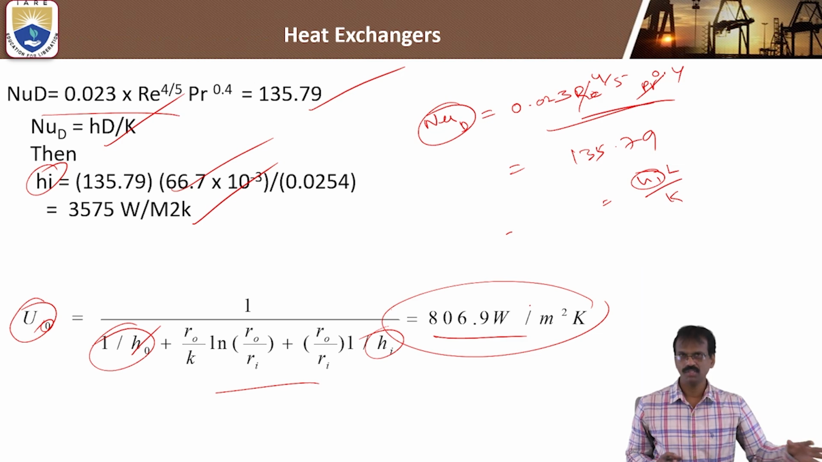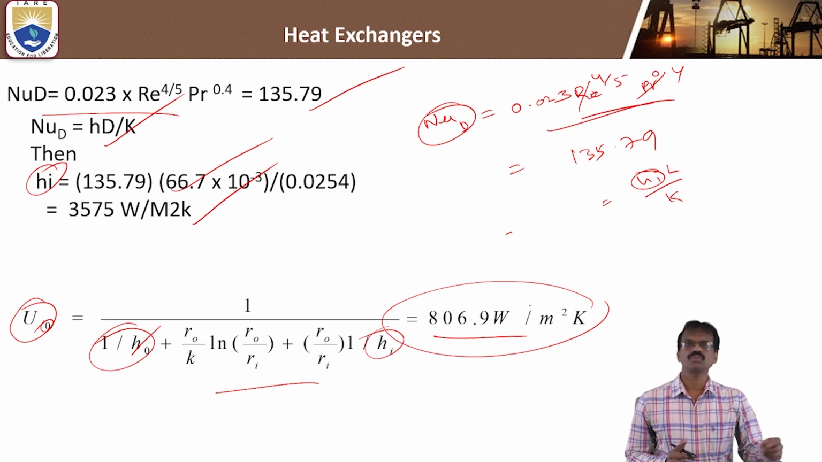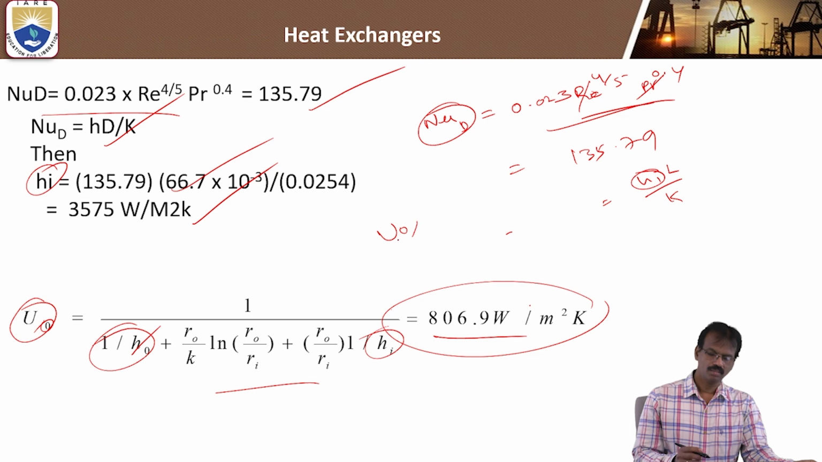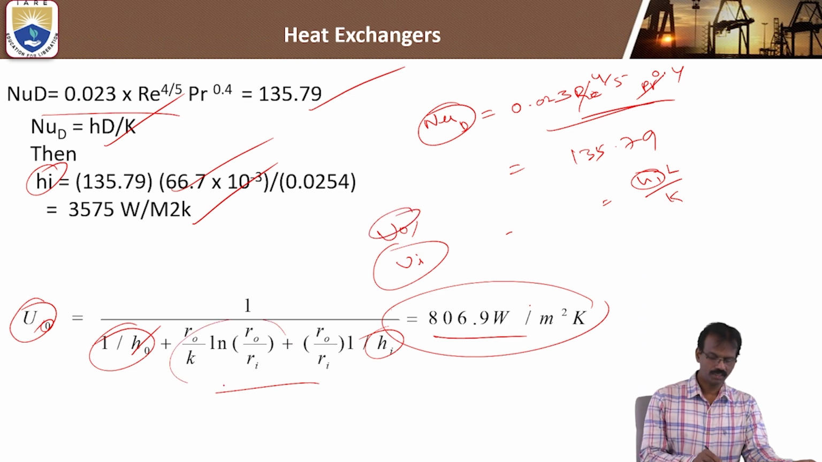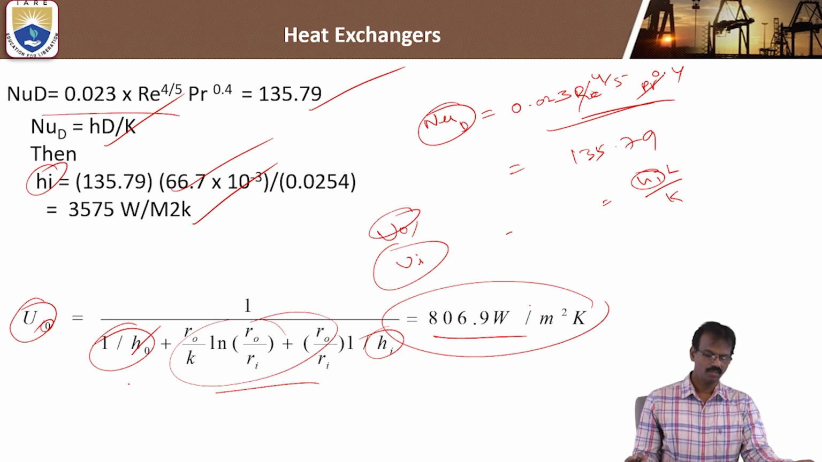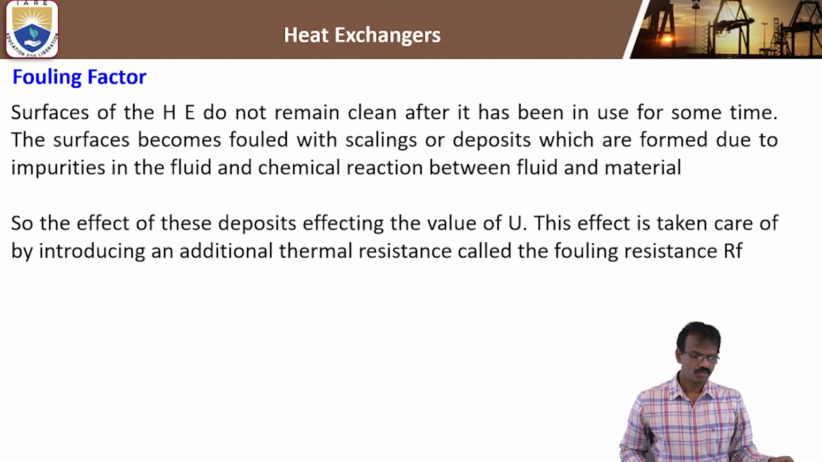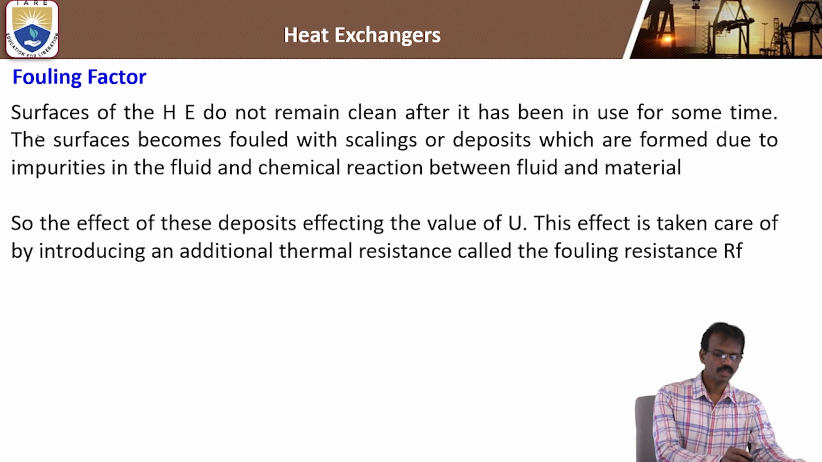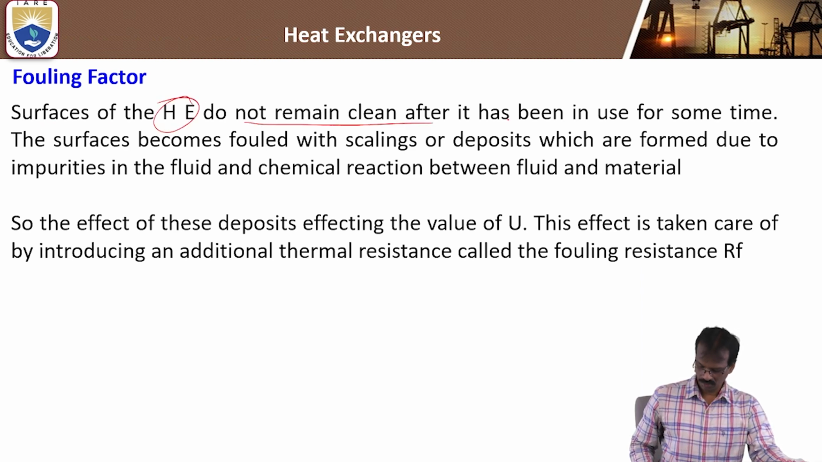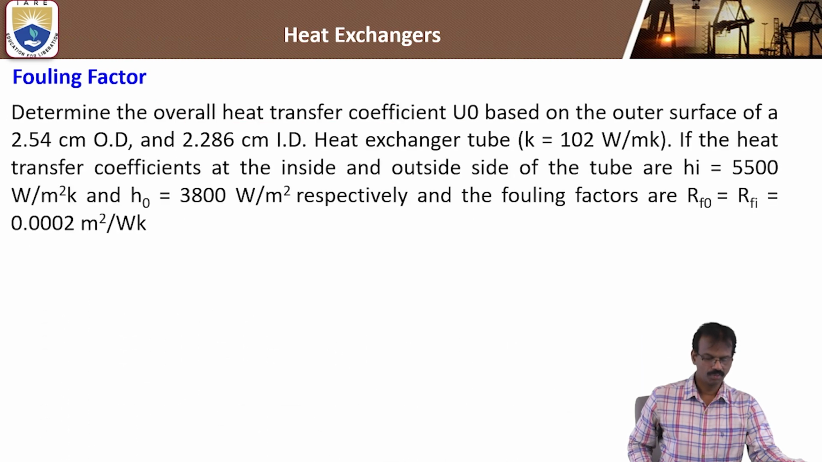In this way we can solve the overall heat transfer coefficient with respect to the outer surface, and the overall heat transfer coefficient with respect to the inner surface we can find out. If one pipe is given, we can take it like this. If more pipes are given, we can add the remaining radii also. So in this way, we can solve the numericals. This one is the fouling factor. The surface of the heat exchangers does not remain clean, because I already explained this. So these are the formulas.